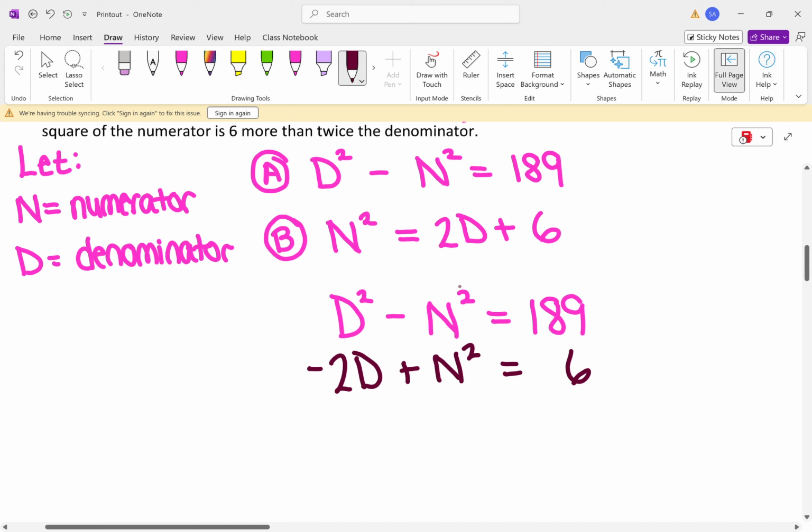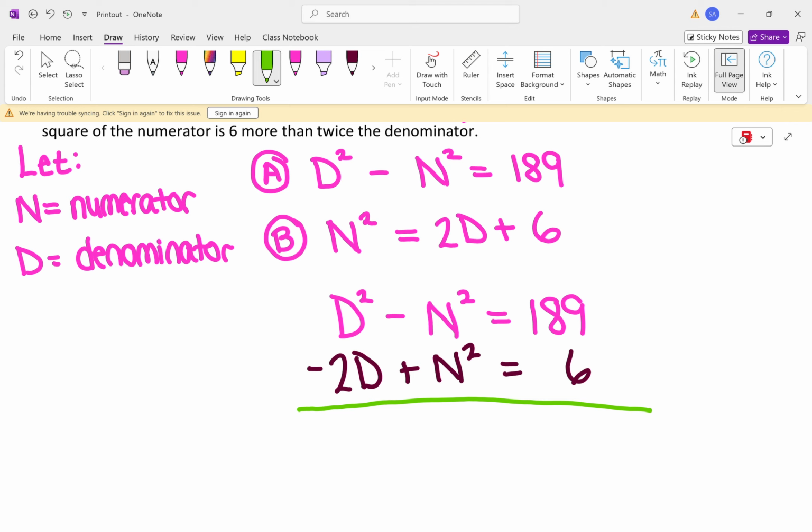Okay. So now when we add these together, and I can add them because I have a negative n squared and a positive n squared, so that's exactly what we want to do. We're going to have a d squared minus 2d. I can't combine those because they're not like terms. One is a squared, one is not. The n squareds cancel, which is exactly what we want, equals 195.